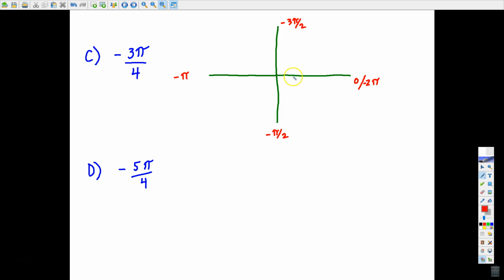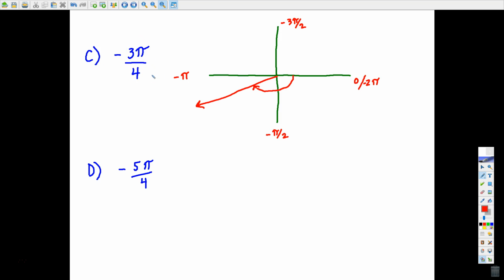Okay, so I start here at the initial side, and if I went all the way to here, that would be negative 4 pi over 4, which is another way of saying negative pi. So I don't want to go all the way to negative pi. I want to go 3/4 of that way. So I'm going to estimate that to be about right here. Okay, so I've sketched the given angle.